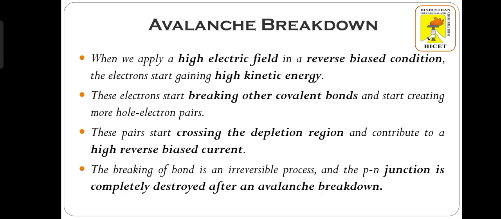Now we will see what is meant by avalanche breakdown. During reverse bias condition, a high electric field is created so that the electrons start gaining very high kinetic energy, and these electrons will break the covalent bonds and start creating more and more electron-hole pairs. These pairs start crossing the depletion region, and it will contribute a very high reverse bias current. This breaking of bonds is an irreversible process, so it will create permanent damage to the PN junction diode.